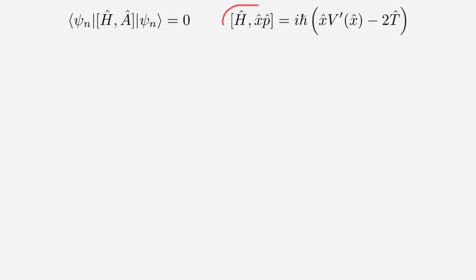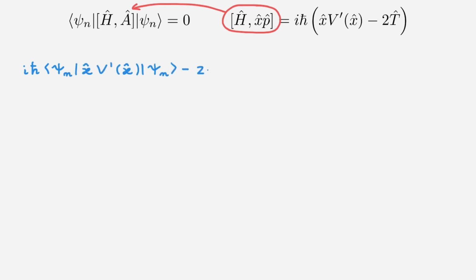We can now use this result for the commutator and insert it into the expression for the Hypervirial theorem. With this, we get i ħ times the expectation value of x times the derivative of the potential, minus 2i ħ times the expectation value of the kinetic energy operator, all equal to 0. And we have now arrived at the Virial theorem.